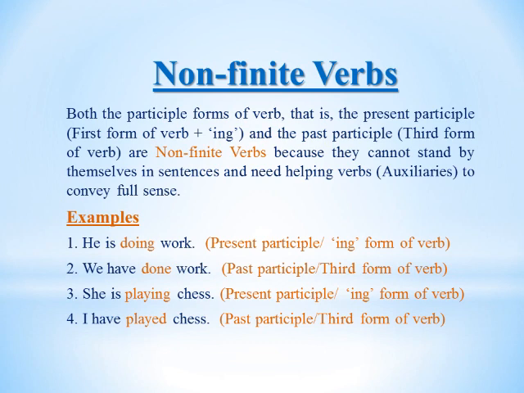Number 3. She is playing chess. Playing again is the present participle or the ing form of verb and requires the auxiliary is in order to make full sense. Number 4. I have played chess. Played here is the past participle or third form of verb which cannot stand by itself in the sentence and needs the helping verb have to convey full sense.